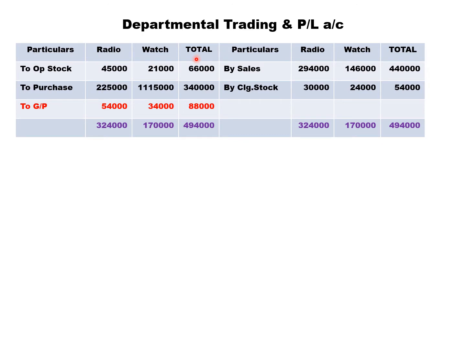Students, this is the trading account. To opening stock, take as it is, purchases take as it is, sales take as it is, closing stock as it is, total the credit side, and you get a gross profit of 54,000, 34,000, 88,000. Let us continue the PL account, students.